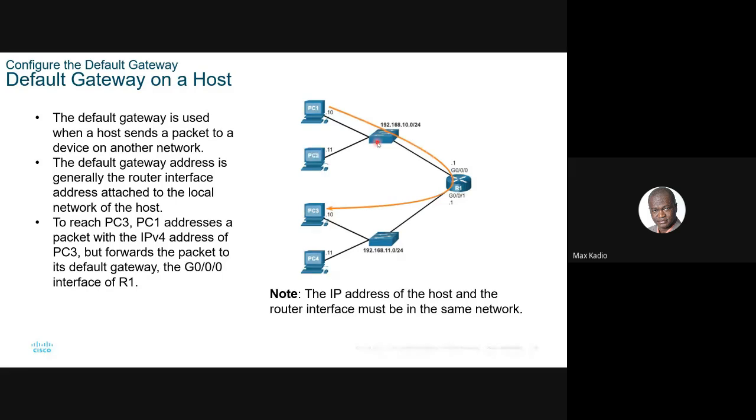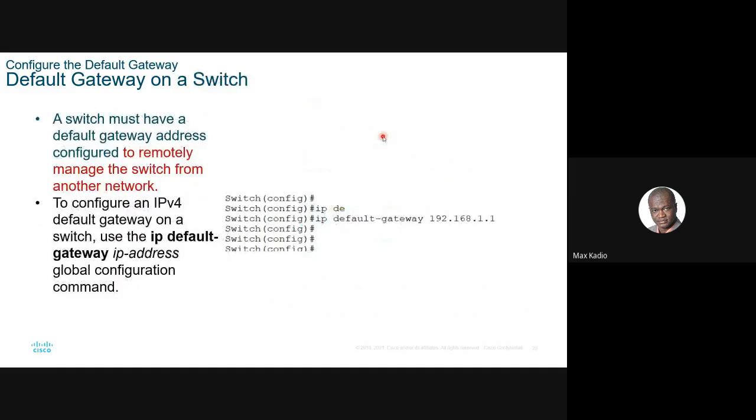Also on the switch, if you log on remotely, you need a default gateway. So at a later stage, we'll see how to add a default gateway in the switch. You just type IP default gateway. You see, if you're in the switch, in the global config mode, you type IP default gateway and the IP address of G0/0. So please read this, it's very important. We'll do that also.